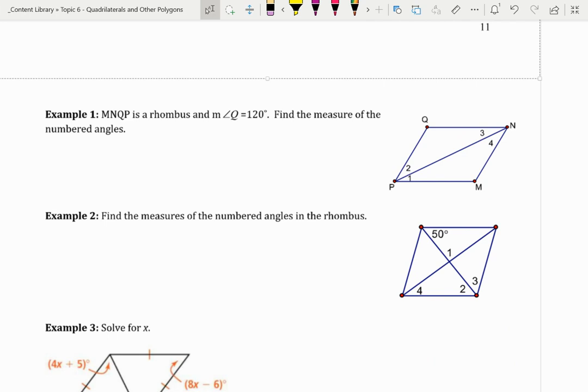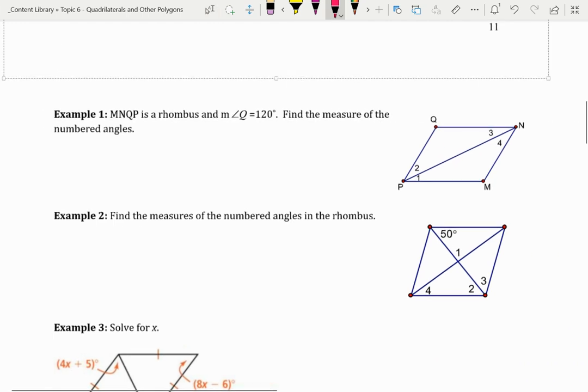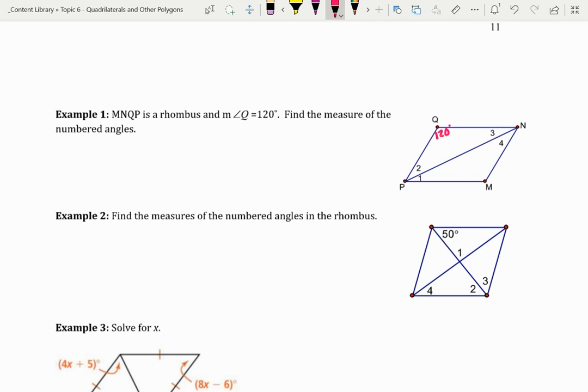Example 1 says, MNQP is a rhombus, and the measure of angle Q is 120 degrees. Find the measure of the numbered angles. So we know that this one here is 120 degrees. That makes this one 120 degrees. So one of the things that we can do is look at this rhombus, which has two triangles. In a triangle, we have 180 degrees. And that equals 120 plus angle 2 plus angle 3.